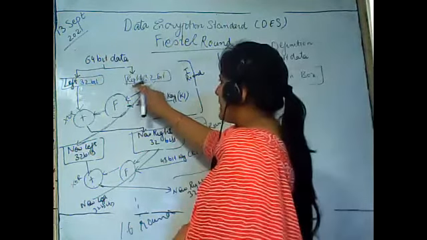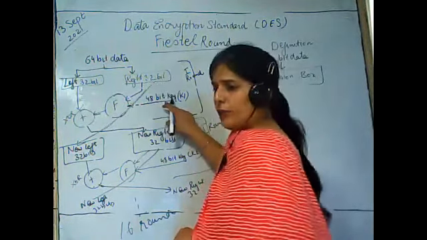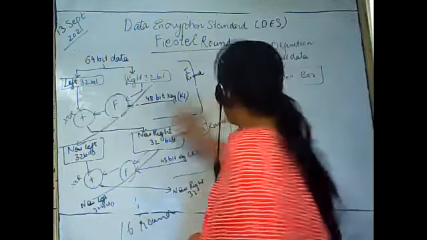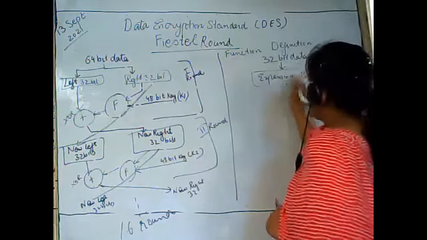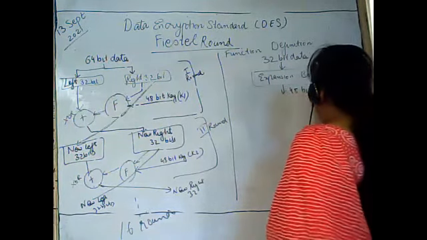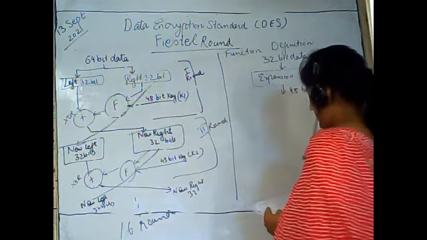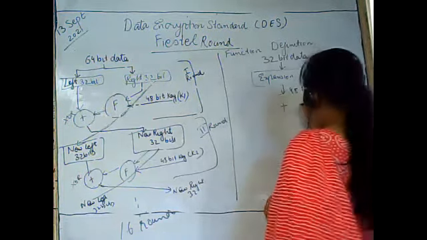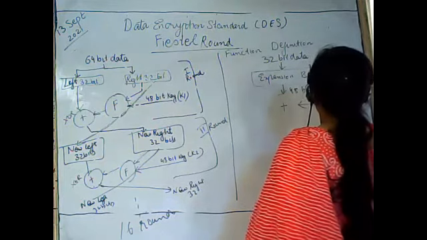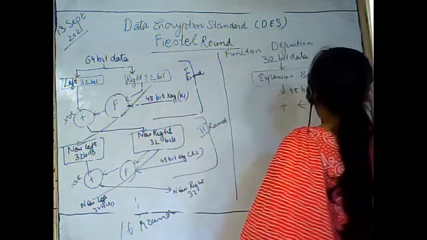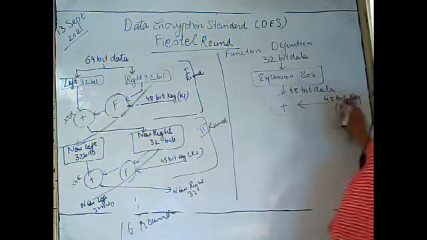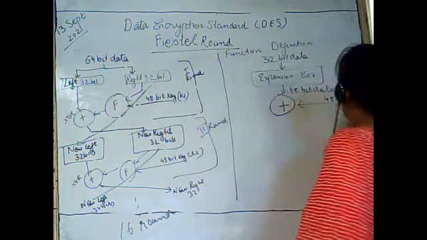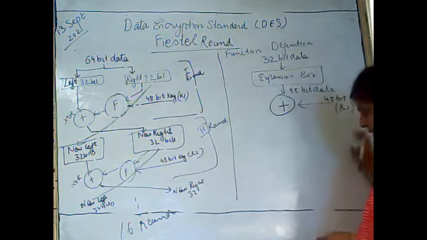You can see that there is 32-bit data here, but you have a 48-bit key. We need to match the size of both parts. So inside this function block, we have an expansion block that will expand your 32-bit data to 48-bit data. Then you have an exclusive OR here, and here you get the 48-bit key, that is K1. Clear? 48-bit data, and we have a 48-bit key K1.